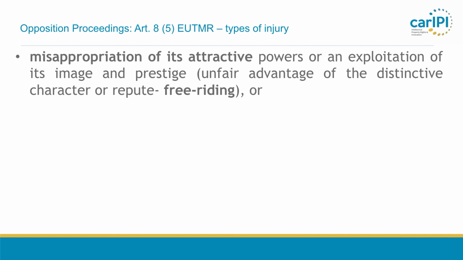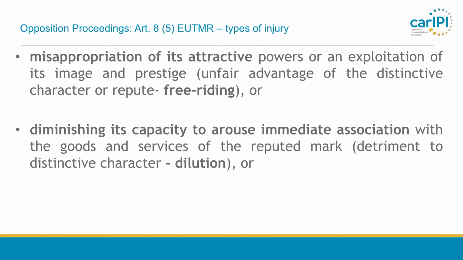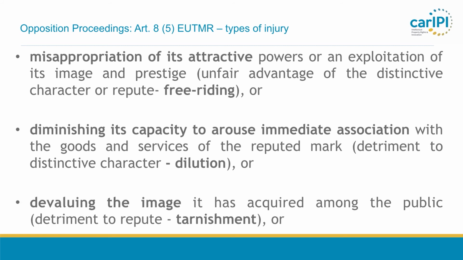What are the types of injury? So after we already established that there is reputation and that there is a link, what are the types of injury? So it can be a misappropriation of attractive powers. So exploitation of this image, this prestige, taking unfair advantage. We also call it free riding. Another one is diminishing the capacity of the reputed trademark to have an immediate association with the goods. And then we call it dilution. And then the third one is devaluating the image that this trademark acquired among the public. So this is detriment to the repute. We call it tarnishment.